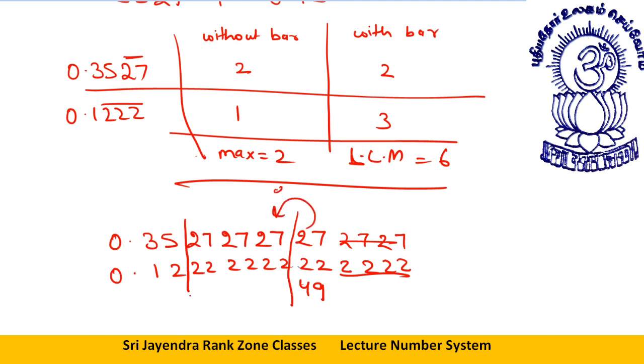Now let's add this. 7 and 2, 9, 4, 9, 4, 9, 4. 35 and 12 is 47. So what does it become? It becomes 0.4749. Now this 494949 is getting repeated infinitely, so you can say 0.4749 bar.